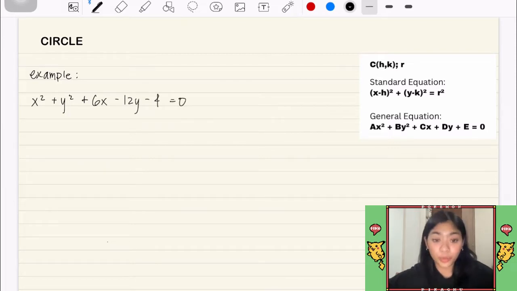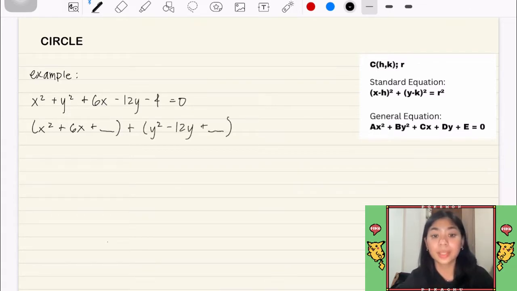So first, we have to group them to their corresponding partners and transpose the constant term to the right side. Open parenthesis x squared plus 6x plus blank, close parenthesis, plus open parenthesis y squared minus 12y plus blank, close parenthesis, equals 4. As you can see, I put blanks as I group the variables.